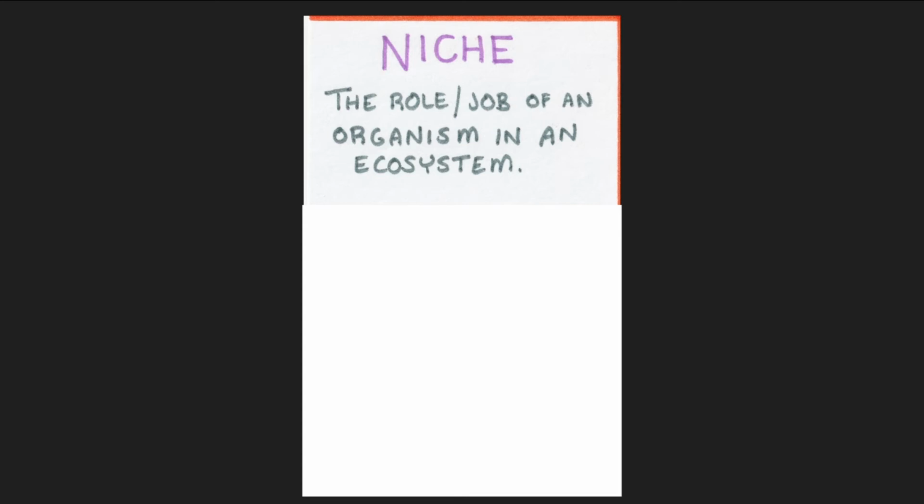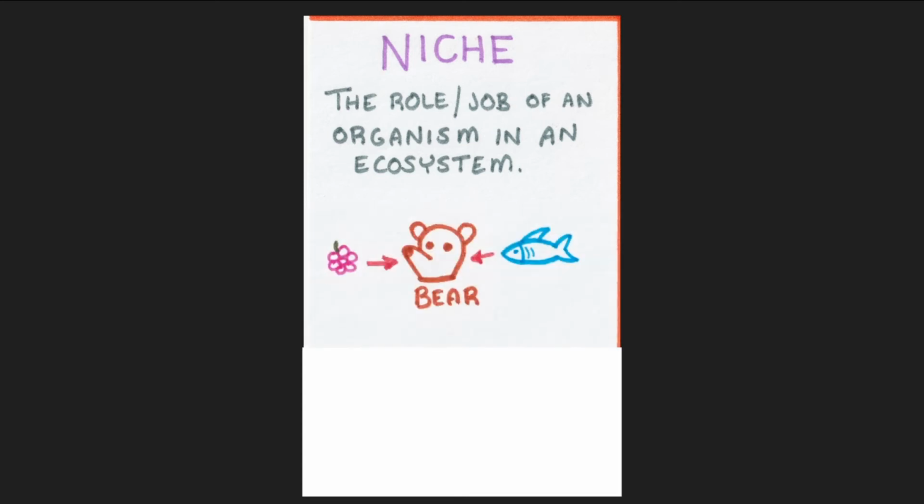However, again, the niche is just the role or job of an organism in an ecosystem. So again, let's take an example. If we have a nice bear, the bear's job in an ecosystem is to eat fish and eat berries. That is its job. It fulfills a specific role as the organism to eat those two things. Now, at first that looks kind of weird. Wait a minute, it's its job? The ecosystem relies on the bear to do that?